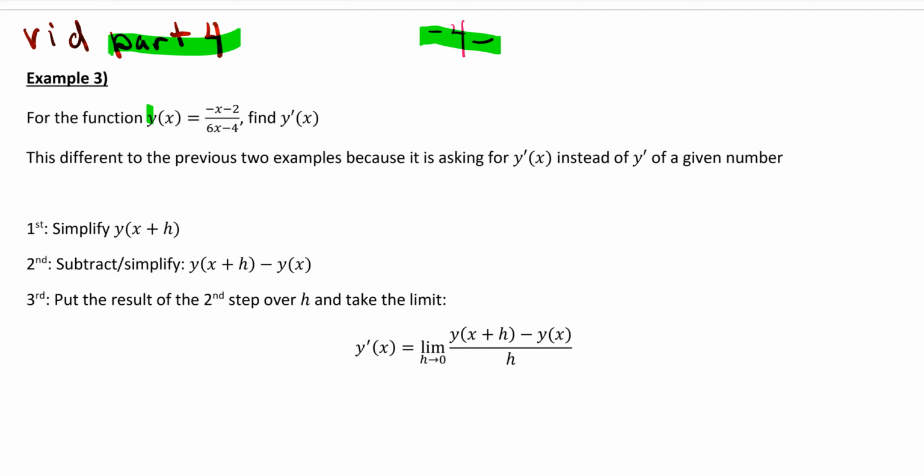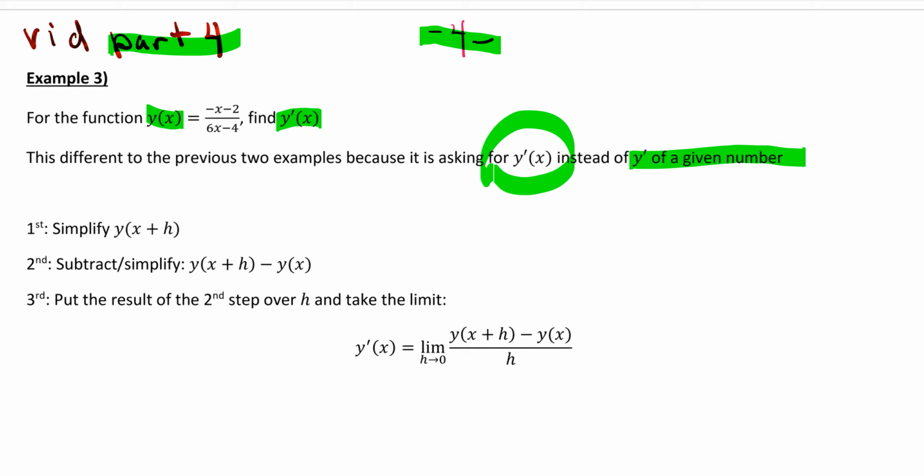And here we have a rational function y of x equals negative x minus 2 over 6x minus 4. And our goal is to find y prime of x. So this is similar to, but also in a way different from the previous two examples. In the previous two examples, we were asked for y prime of a given specific number, like y prime of 3. But here we're asked for a general expression for y prime of x. So we don't have a specific number given to us, and we'll leave it x. X is x.